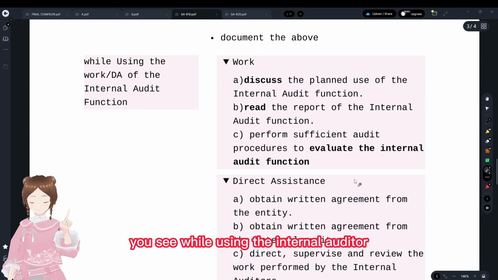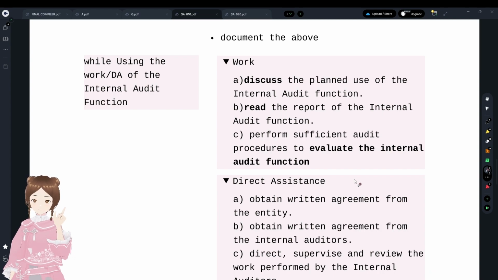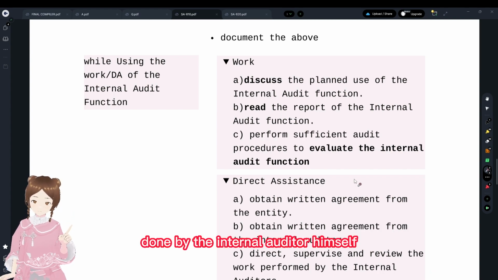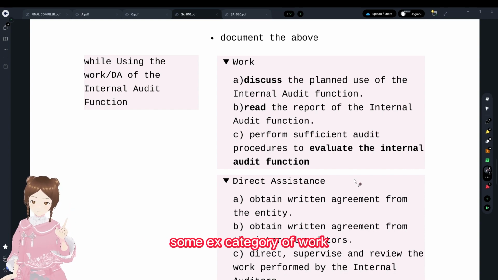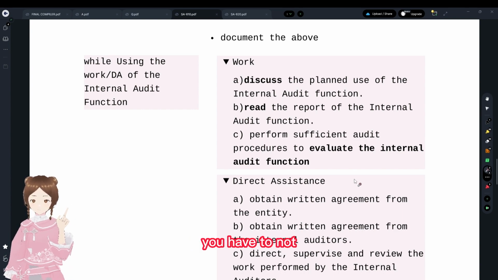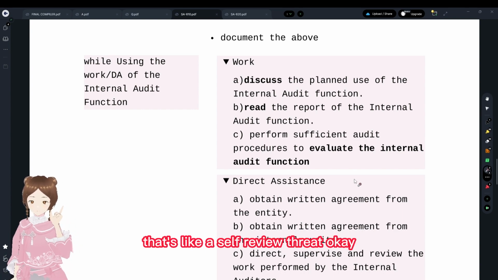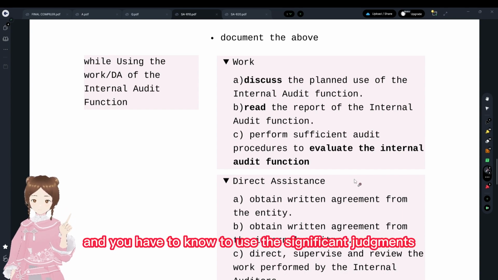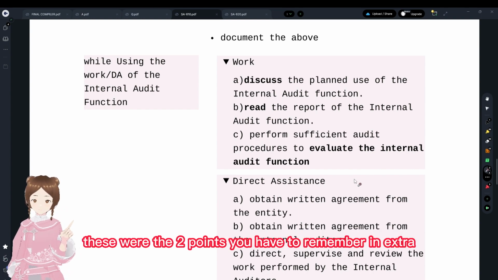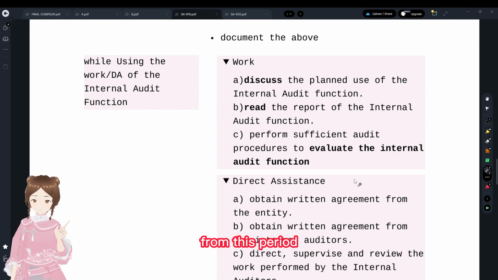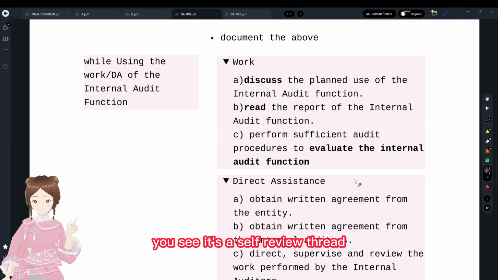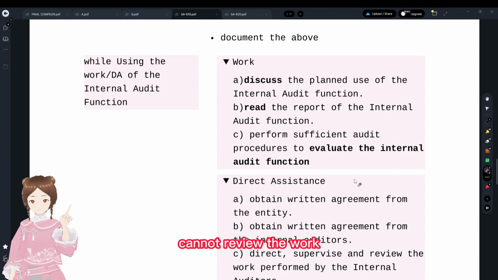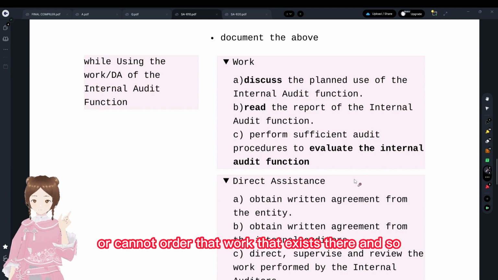You see, while using the internal auditor, you must not use matters that were done by the internal auditor himself. If the internal auditor had done some category X of work, you must not take direct assistance on the same work. That's like a self-review threat. And you must not use the internal auditor for the significant judgments that the auditor has to take. These were the 2 points you have to remember in addition to this PDF, which I had missed here. This is mostly like behavioral science. It's a self-review threat: one who does the work cannot review or audit that work.